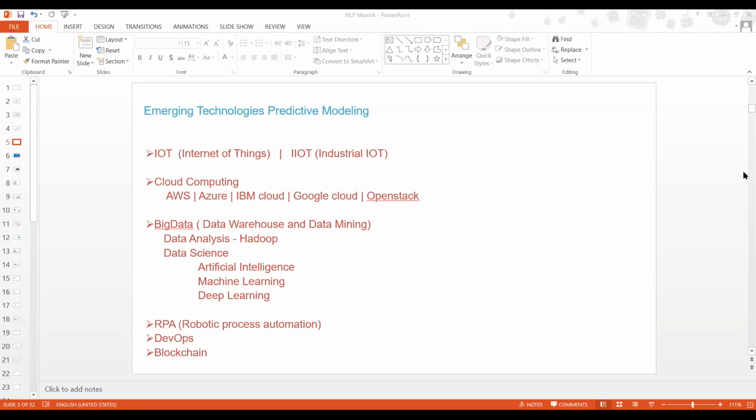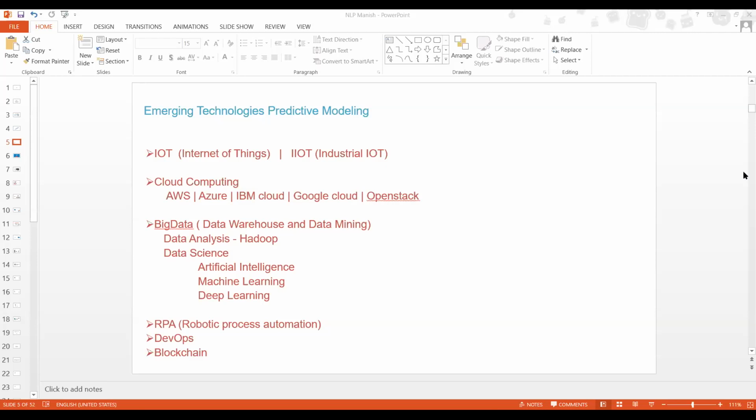Next, we have RPA, DevOps and blockchain. So guys, these things we can implement for different purposes. RPA we can use for automation of work. Whatever task we are doing with machine learning, if you want to perform the same task again and again, then go with the RPA model. This is the benefit we have.